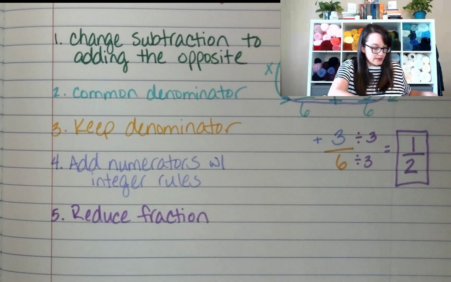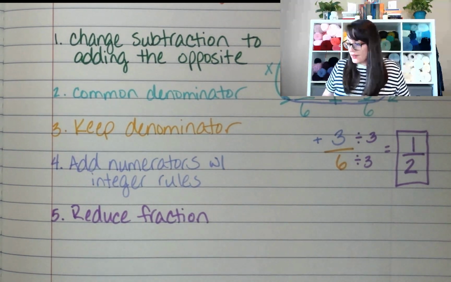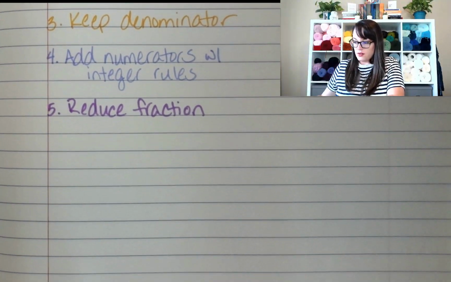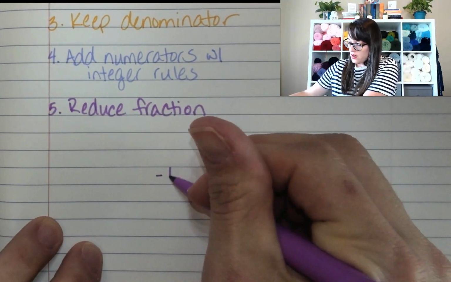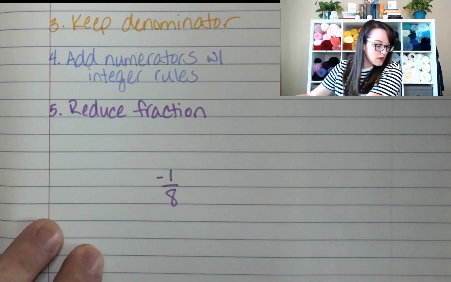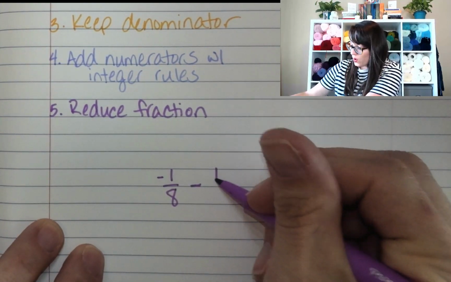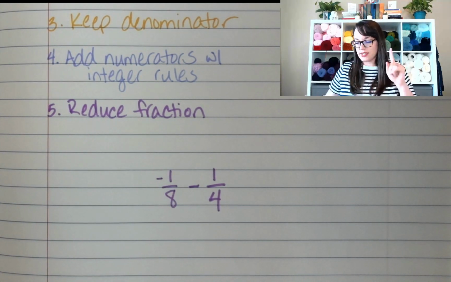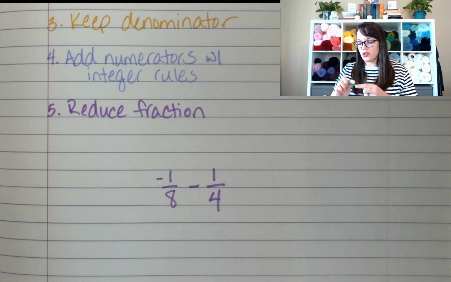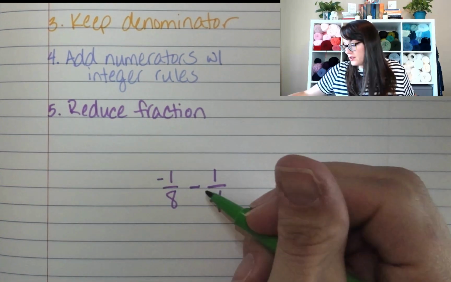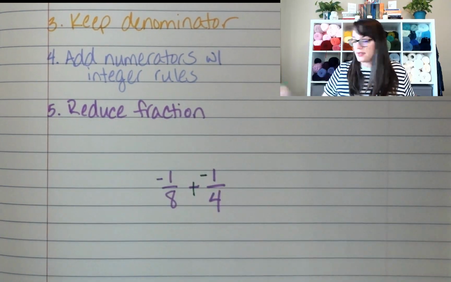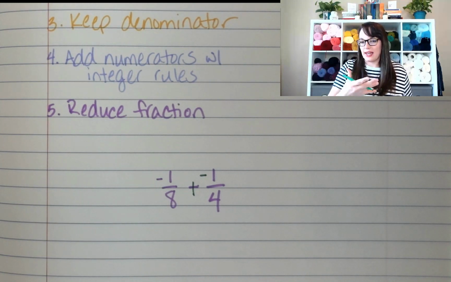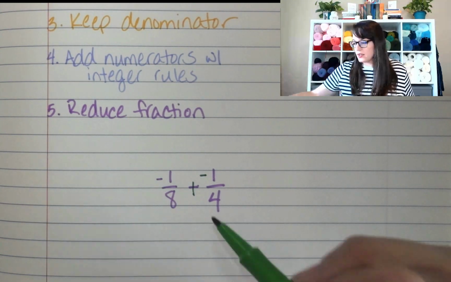Let's do another one. If I have negative 1/8 minus 1/4. First step, change subtraction to adding the opposite, because taking away a positive is like adding negatives.